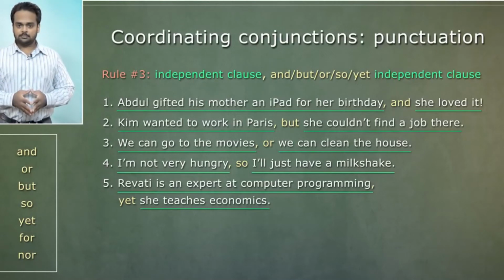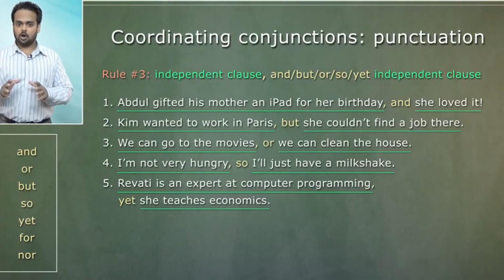In number 3, the conjunction or shows that there are 2 options. We can go to the movies, that's the first option. It's also the first clause. And the second option is we can clean the house. That's the second clause.